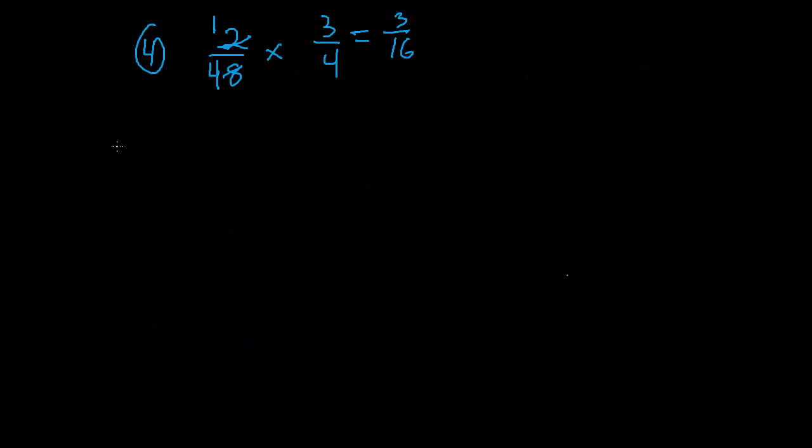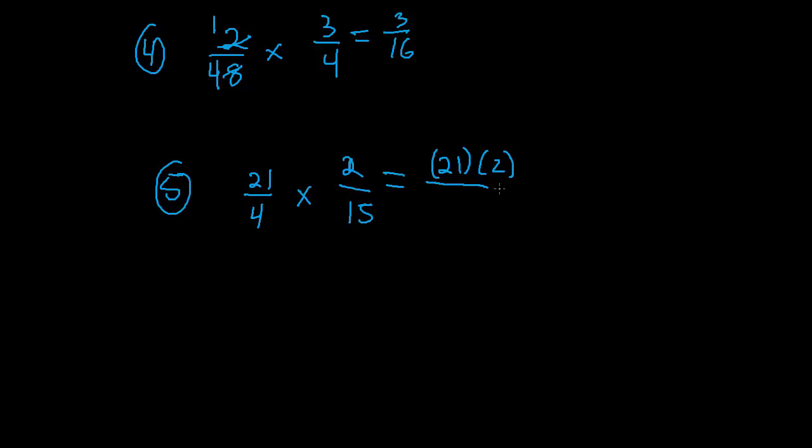I want to try one more. Suppose we have 21 over 4 times 2 over 15. Well, we can write them out like this. 21 times 2 over 4 times 15. That's essentially what we're doing.